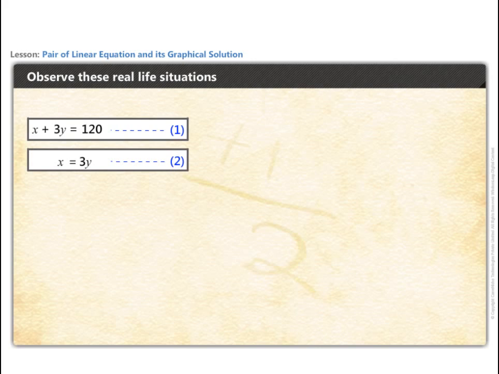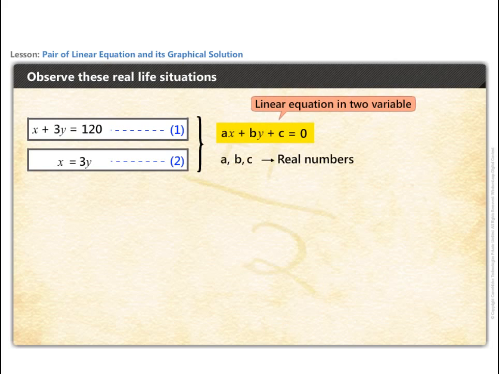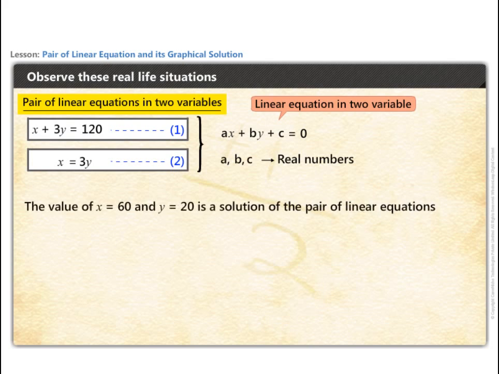Each of equations 1 and 2 is of the form ax plus by plus c is equal to 0, where a, b and c are real numbers and a and b are not zeros. This equation is called a linear equation in two variables x and y. Since both the equations are in the same variables x and y, they are called a pair of linear equations in two variables. The value x is equal to 60 and y is equal to 20 is a solution of the pair of linear equations.